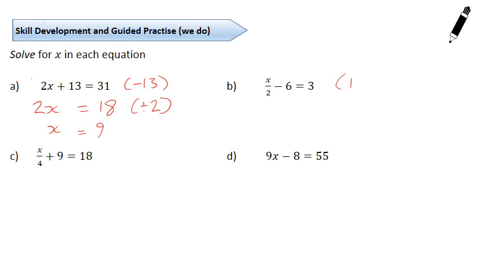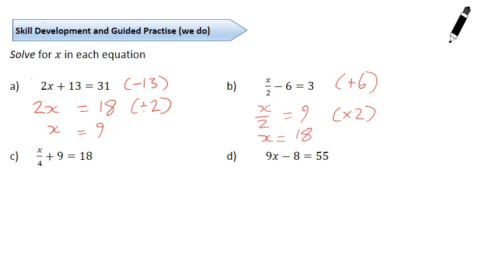This next one here, we've got a minus 6, so we're going to add 6. x on 2 equals 3 plus 6, which is 9. Get rid of that divide by 2 by multiplying by 2. So x is going to equal 9 times 2, 18.